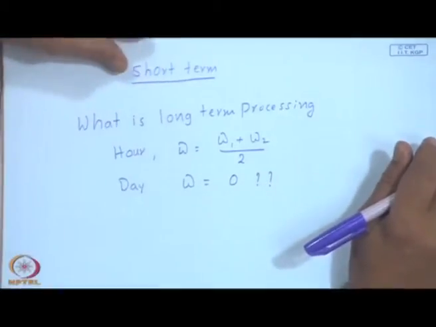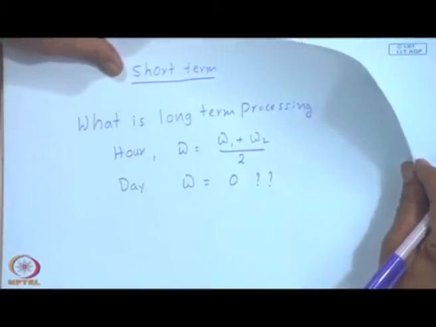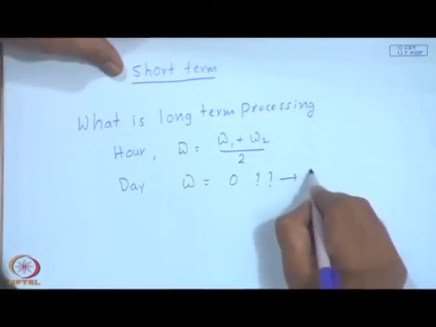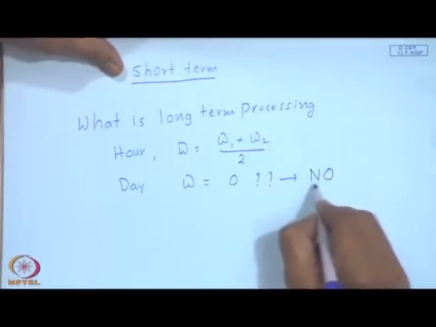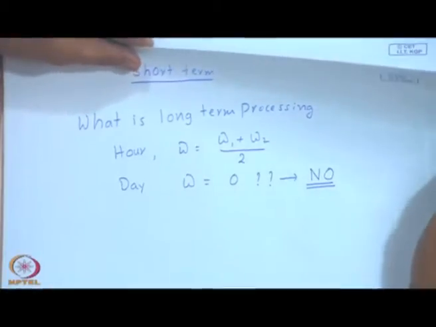Can I calculate the midpoint of the day, which is the solar noon, where omega is equal to 0? The answer is obviously a big no, because if it is a south facing surface, you will have perhaps the best orientation at noon time, and hence R B calculated at omega equal to 0 cannot be representative of the entire day.